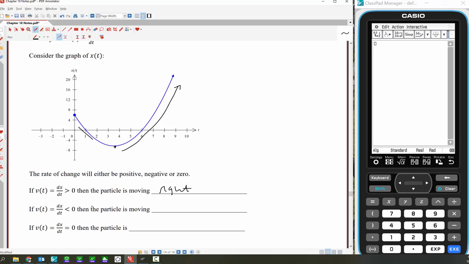Now, if we've got a negative gradient, like this one here, we can see from the graph that the particle is actually moving to the left. And if the particle has a zero gradient, then we say that this particle is stationary, or in the context of kinematics, we say changing direction.